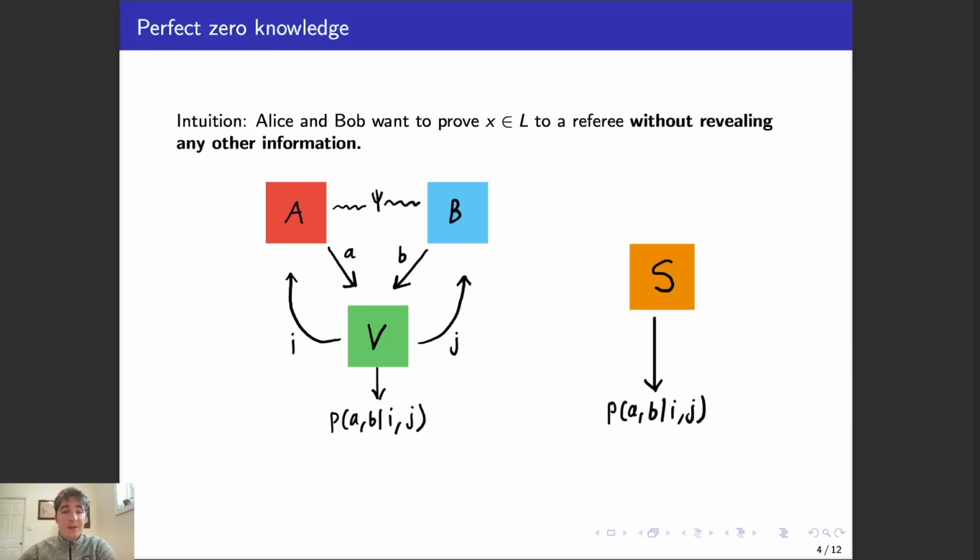Now let's talk about perfect zero knowledge. The intuition here is that Alice and Bob want to prove that X is in the language without revealing any other information. What we mean by this is illustrated by this picture. When the verifier interacts with Alice and Bob in an MIP star scenario, all that they see is the probability distribution PABIJ generated by the players answering AB to question pairs IJ.